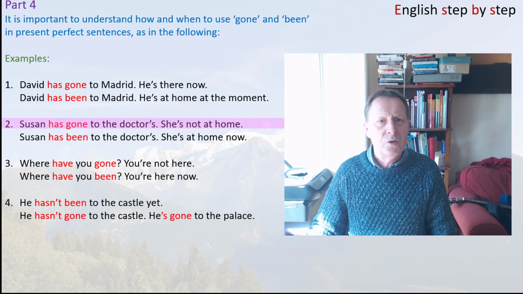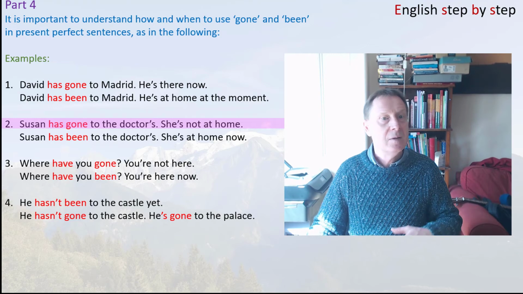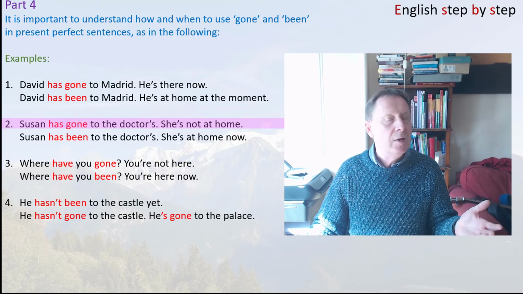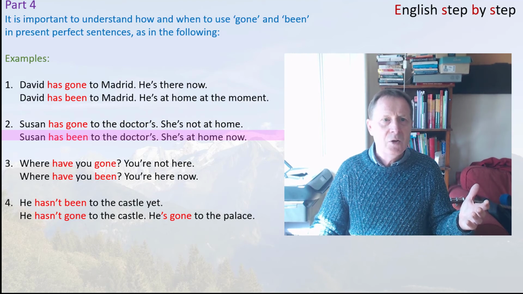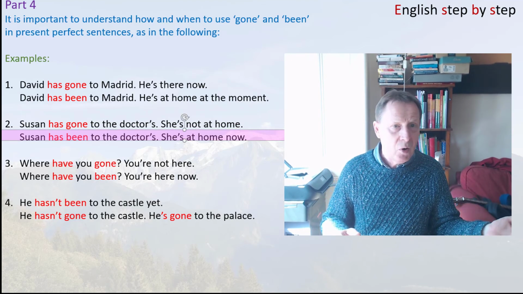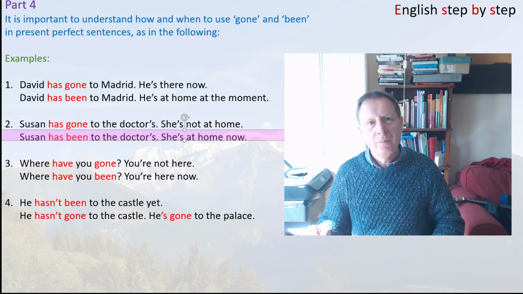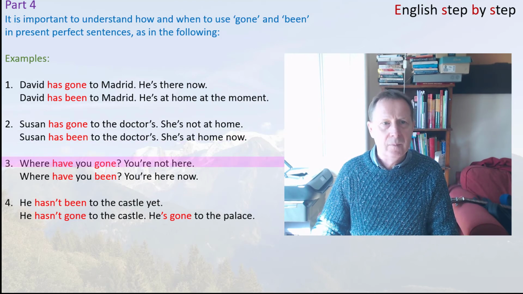Susan has gone to the doctor's. That means she is there now. She's not at home, she's there. She's gone to the doctor's. Susan has been to the doctor's. Well, that means she went to the doctor's, but she returned, and she's at home now.